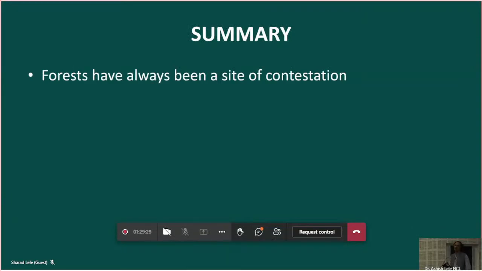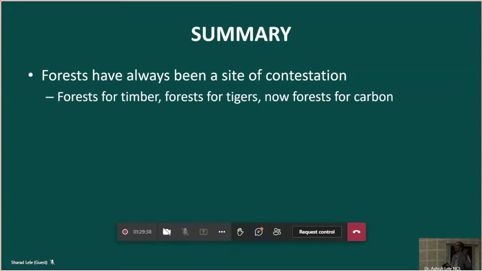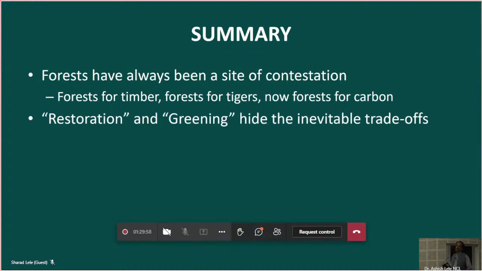This is not new. This contestation, should we do carbon forestry, give me your forest so that I can plant trees to get money from the US, is not something new. They were taken over by the British for timber. They continue to be exploited for timber by the national government. Even today in Chhattisgarh, Madhya Pradesh, and parts of Maharashtra, we see coop felling rampantly going on in the name of scientific forestry. But on the other hand, they were then told that you cannot enter the forest because forest is meant for tigers. And now forest is going to be saved for carbon.